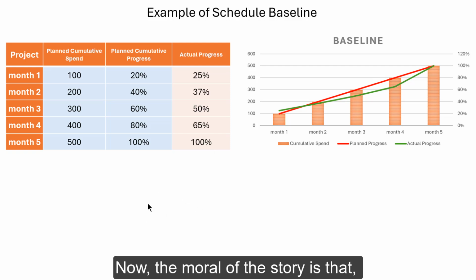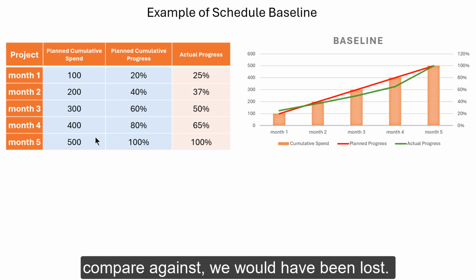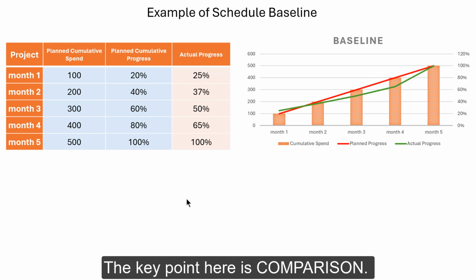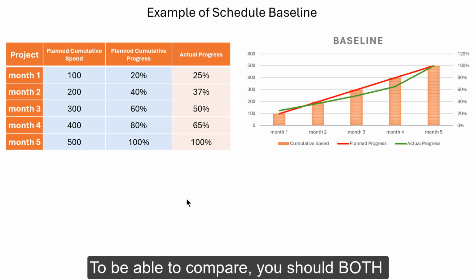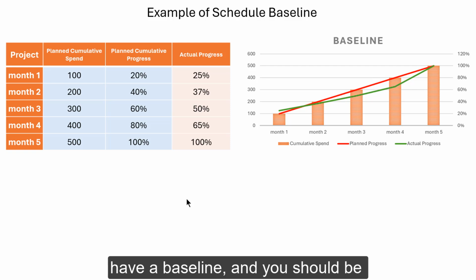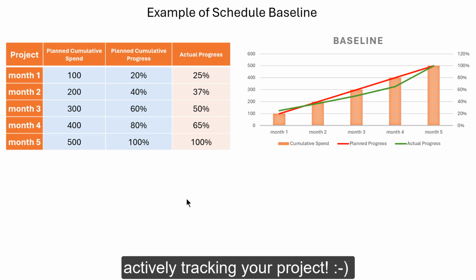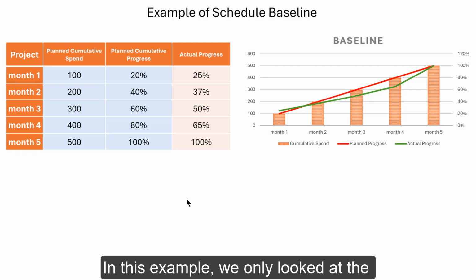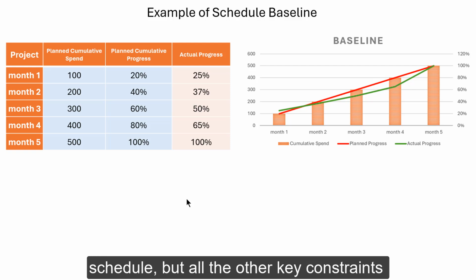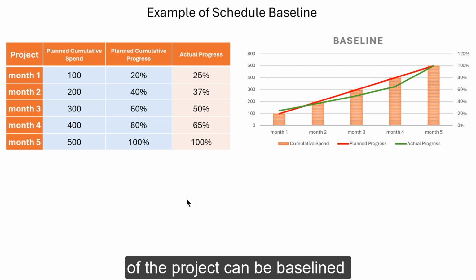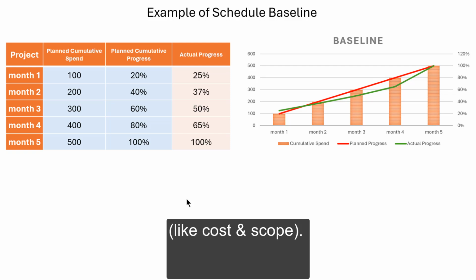Now, the moral of the story is that if we did not have this baseline to compare against, we would have been lost. The key point here is comparison with what we had planned and what we are doing actually. To be able to compare, you should both have a baseline and you should be actively tracking your project. In this example, we only looked at the schedule, but all other key constraints of the project can be similarly baselined, like the cost and the scope also.